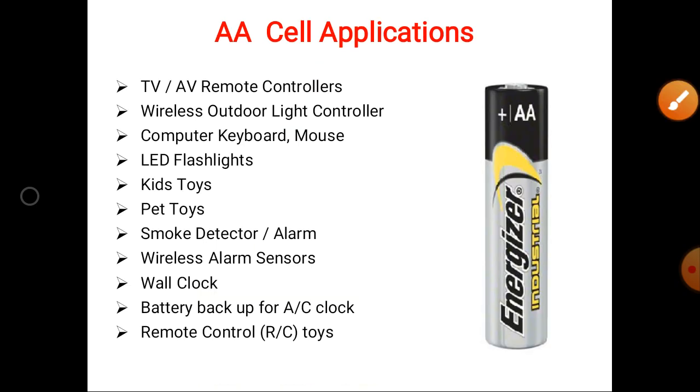And next is the application of the AA cell. Actually, we are using the term battery, but the correct representation is cell. So what are the places the AA cell is used? TV and AV remote controllers, wireless outdoor light controllers, computer keyboards, mouse, LED flashlights, kids' toys, pet toys, smoke detectors, wireless alarm sensors, wall clocks, battery backup for AC clock, and remote control toys. These are all the places we are using the AA cell. Actually, in the wall clock, we are using the AA cell, right?